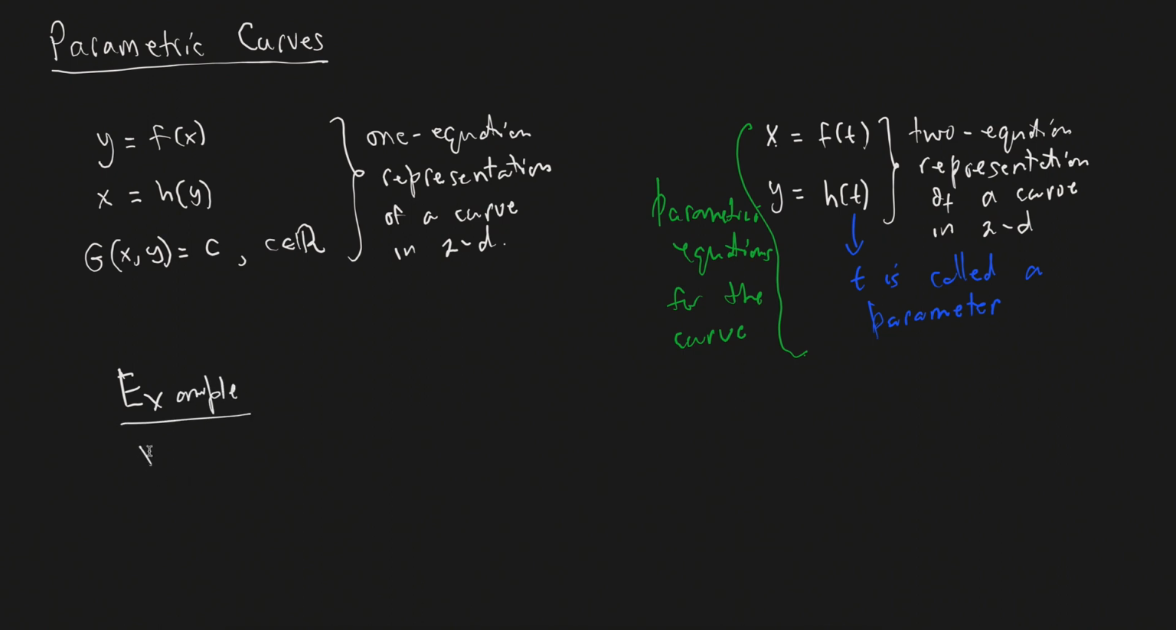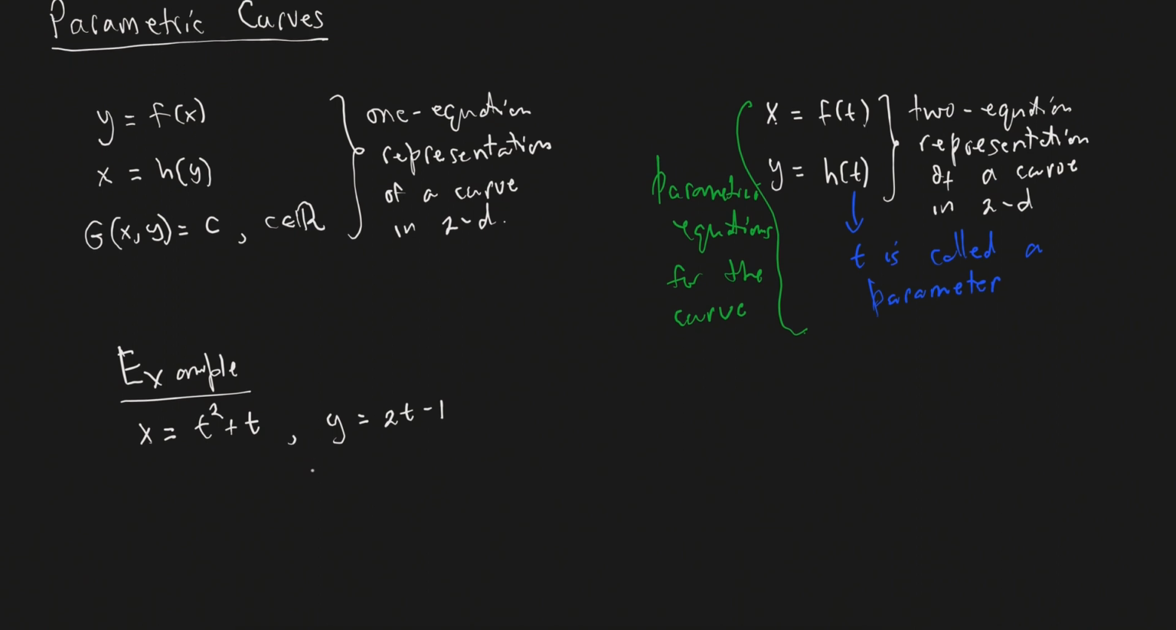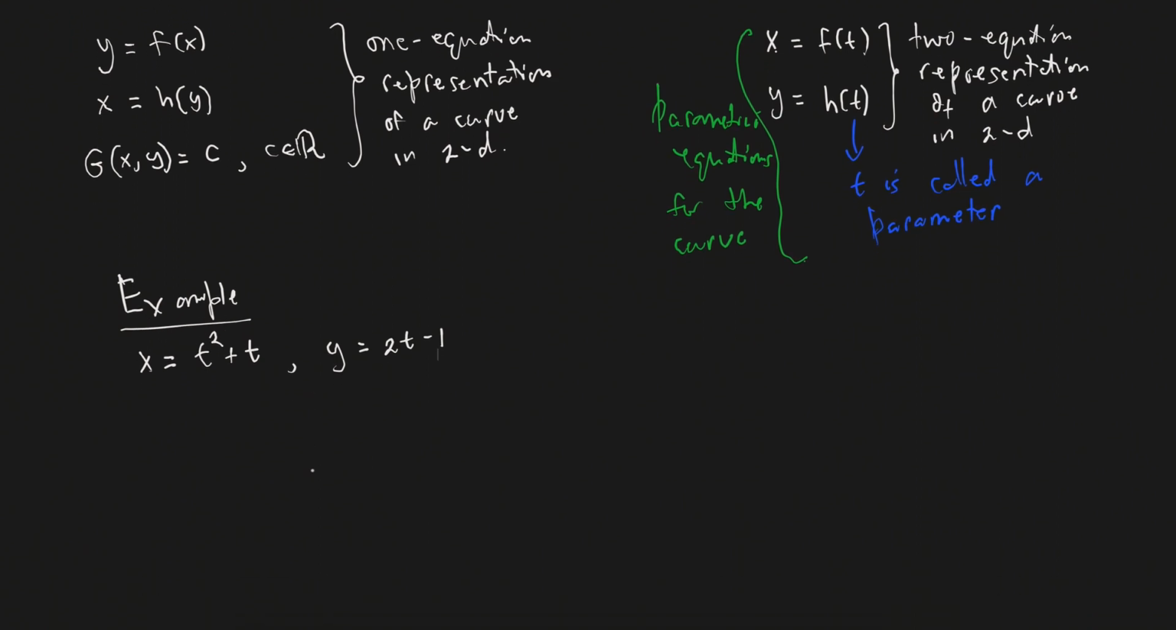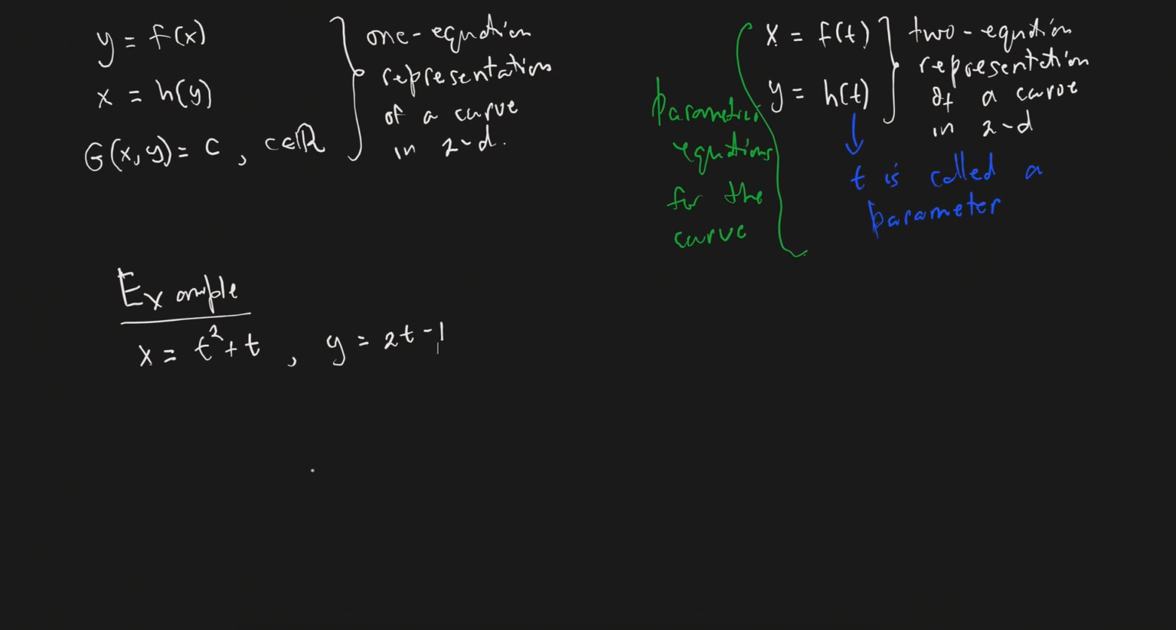And I will say, here are our parametric equations. So let's say x is equal to t squared plus t. And then let's say y is equal to 2t minus 1. All right.